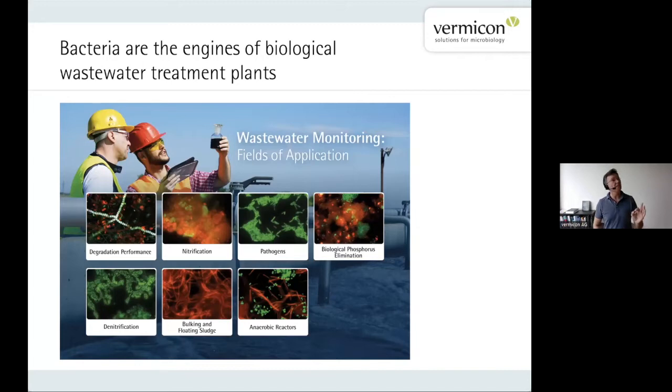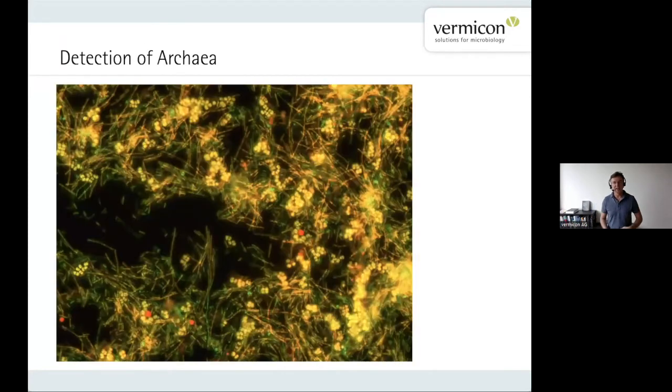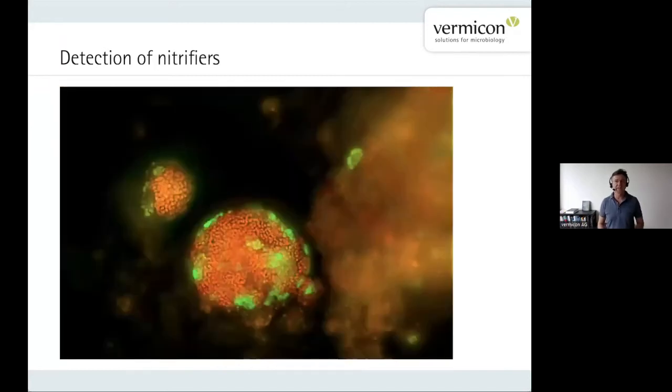I would say it's the last paradise. This is a paradise where until now the apple has not entered the room. And these are some examples from analyzing wastewater with FISH, so detection of archaea, bacteria or detection of nitrifiers. And there you see really nicely this close association of the different populations.